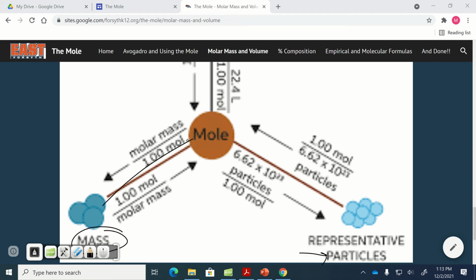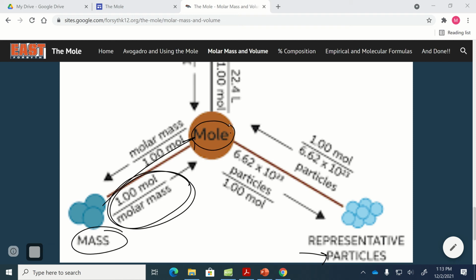I'm going to convert to moles first. How do I do that? I'm going to use the molar mass. Okay? So now that I'm in moles, what can I do? I can convert to particles by using Avogadro's number. Okay, 6.02. That looks like 6.62. Okay? 6.02. All right? So that's what we're looking at there.